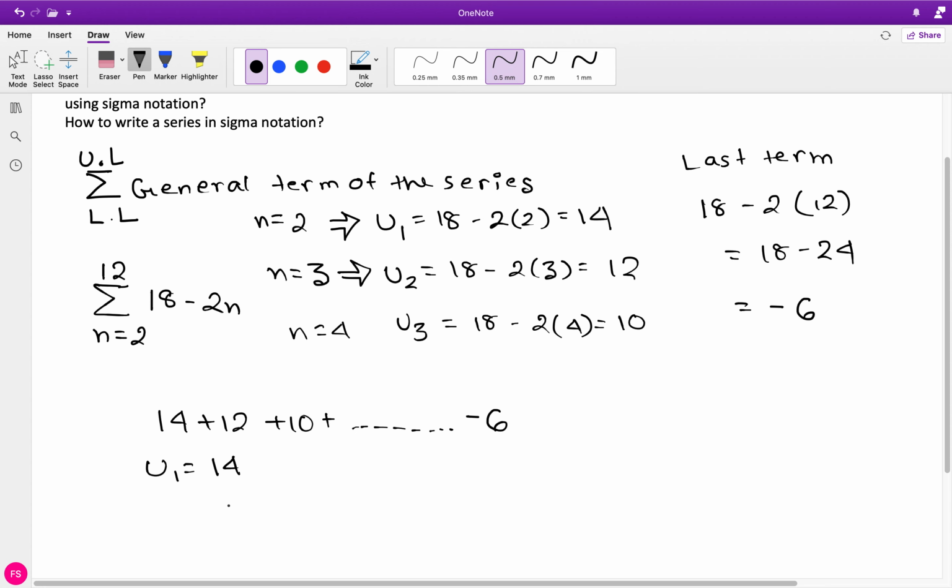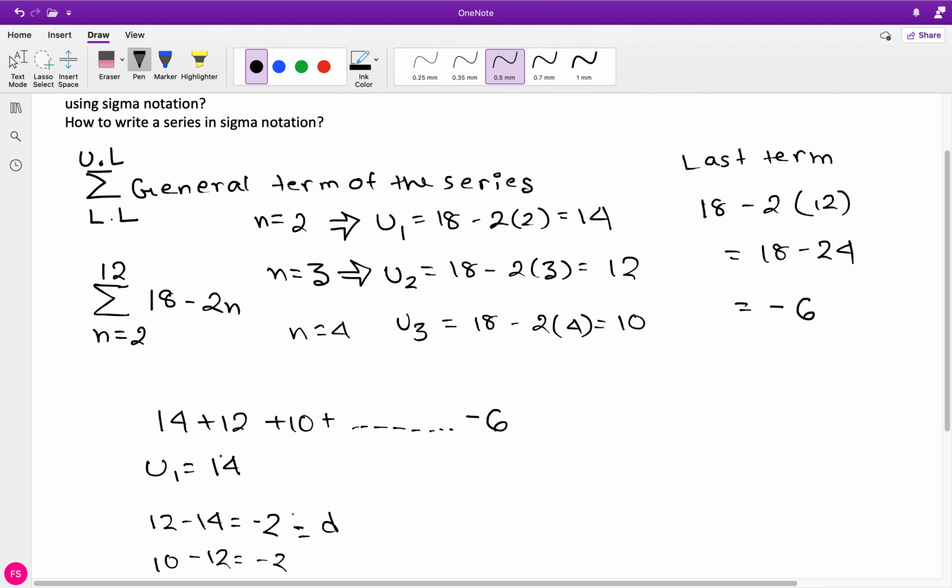Then you have to figure out what kind of series this is. You can see that the numbers are decreasing by 2. If you take any number and subtract the previous number, you will get negative 2. If you take 10 minus 12, that will also give you negative 2. So this confirms that this series is an arithmetic series. We know our common difference. We know the first term.